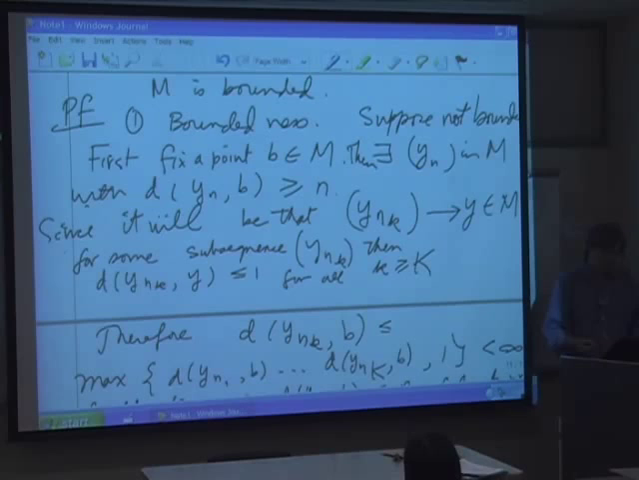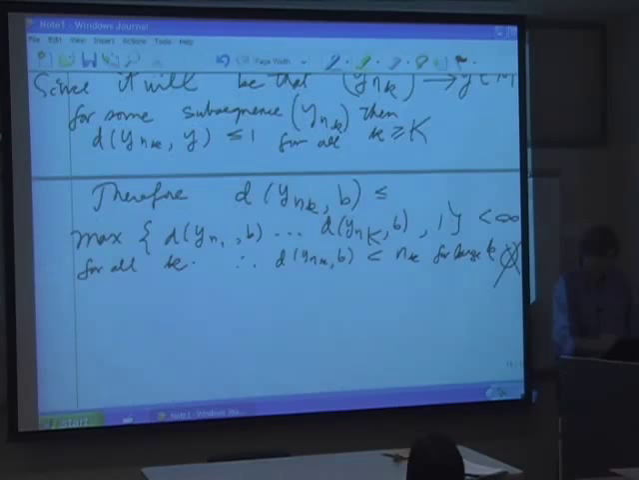And for some subsequence y_nk, I can measure the distance between y_nk and y, and it is less than or equal to 1 for all sufficiently large k. And therefore, the distance between y_nk and b will have to be small. I just take the maximum of all possibilities here, and then the distance from y_nk to b is less than or equal to 1 for all the rest of the k.